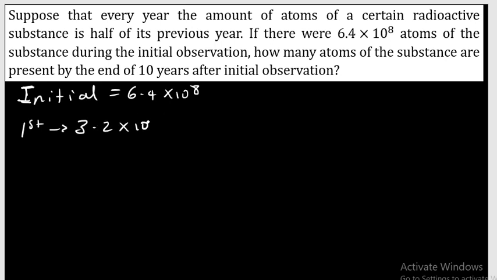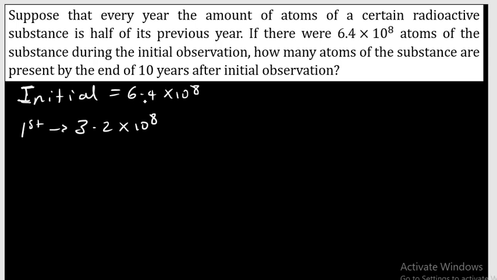Okay, what's given here? Initial observation, we can say initial, that is 6.4 times 10 the power of 8. This is the initial observation of the atoms at the beginning. But every year it is reduced by half. That means at the end of the first year it's going to be half of this, will be 3.2 times 10 the power of 8.